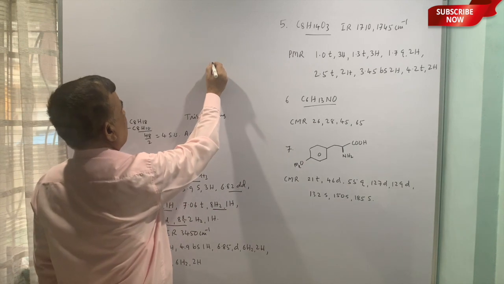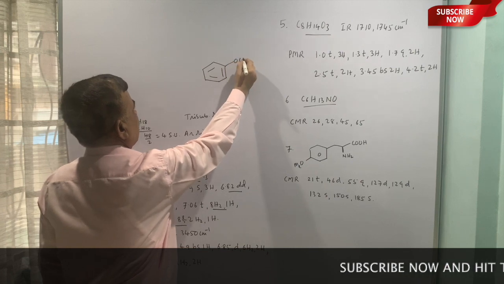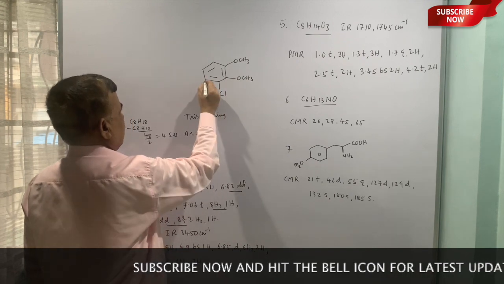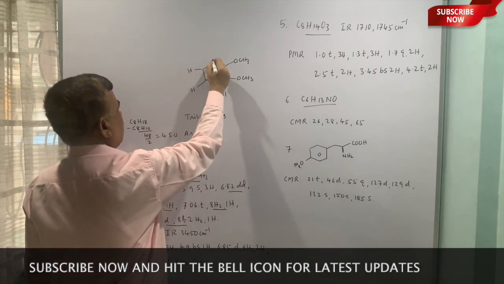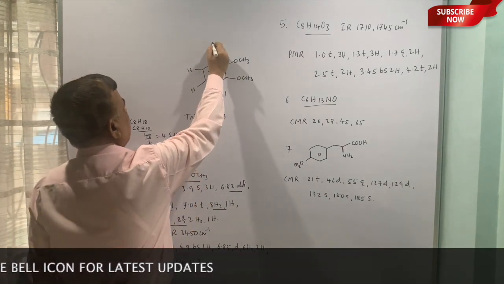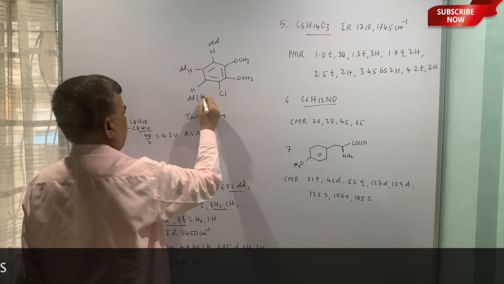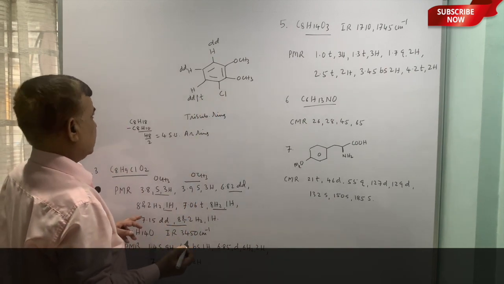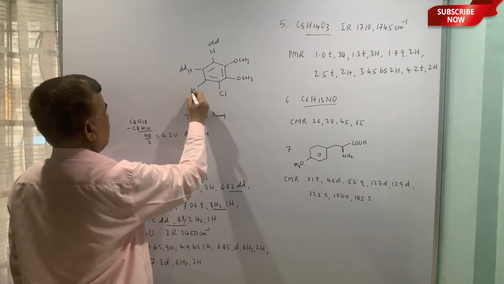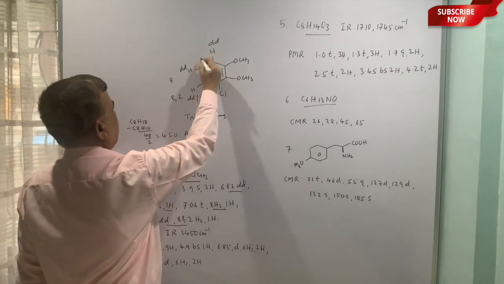So now the important thing is how to place them. This is OCH3, this is OCH3, this is Cl, let us say. Now coming to these protons, now they are non-equivalent protons, so they will couple with each other. Doublet of a doublet, doublet of a doublet, doublet of a doublet, or triplet. So 8 and 2, 8 and 2, for this 8 and 2, the coupling constants I am putting, this is 8 and 2.